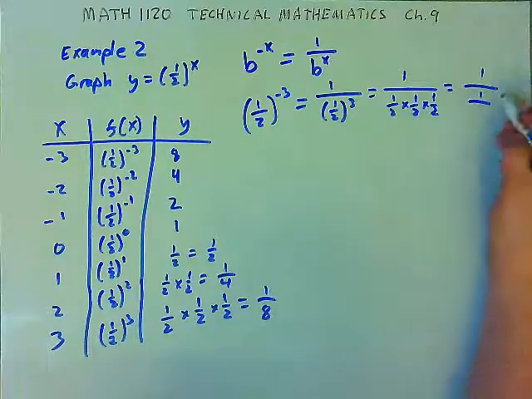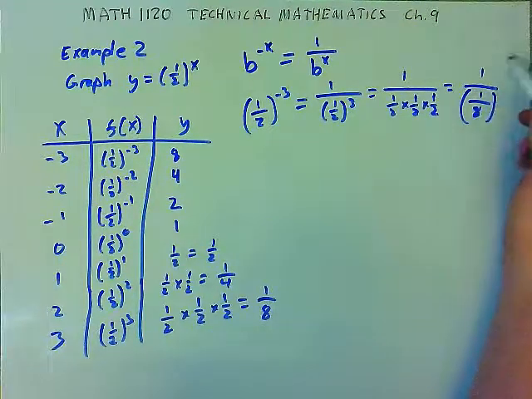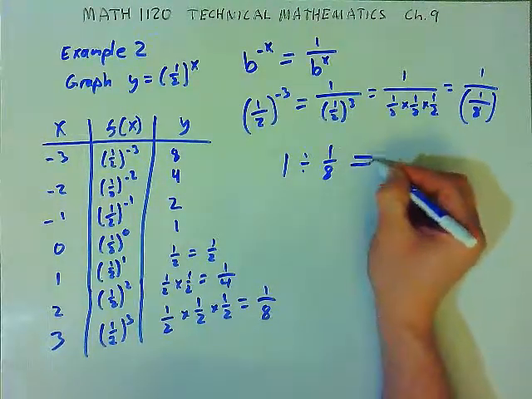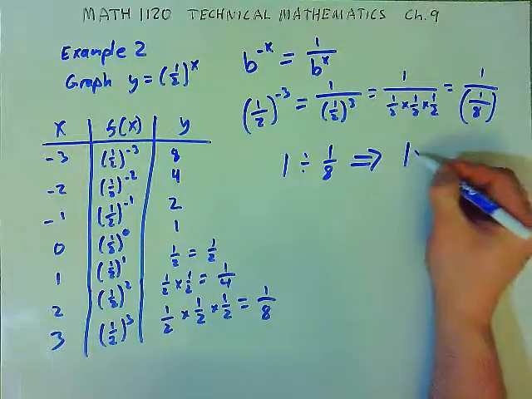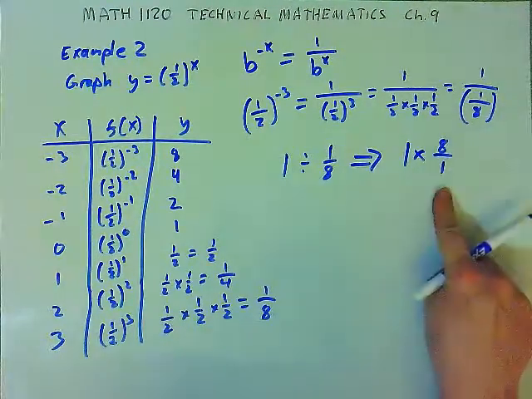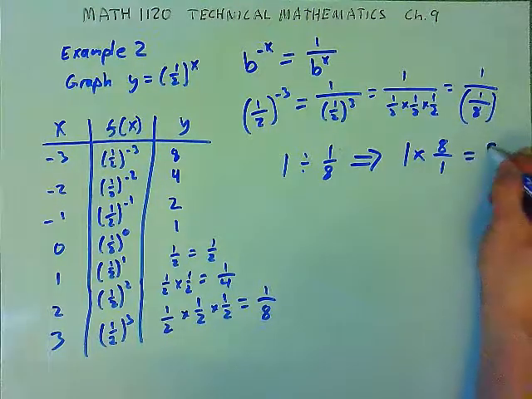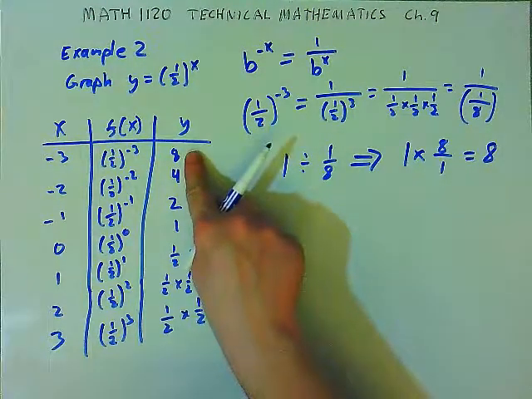2 times 2 times 2 is 8. And so we have 1 divided by 1/8. When we divide fractions, 1 divided by 1/8 is the same thing as 1 times 8 over 1, right? So when we divide by a fraction, we multiply by the reciprocal, which is just 8. And so that's why we're getting 8 for y here.